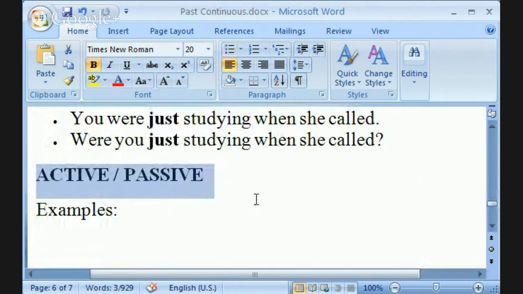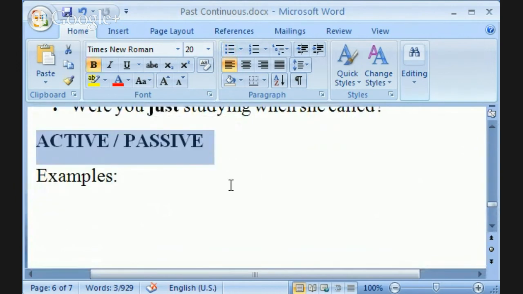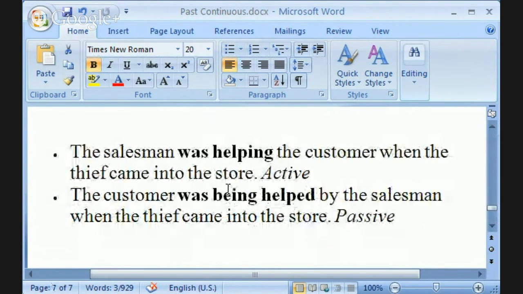Okay, last thing to look at, active and passive. All right, in an active sentence, the subject noun, here the salesman, does the action. The salesman was helping. Who was he helping? The customer, the object noun. When the thief came into the store. Fine, that is an active sentence.